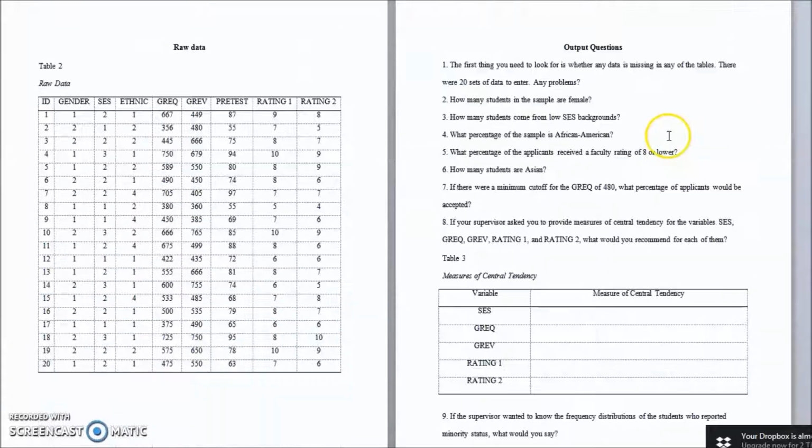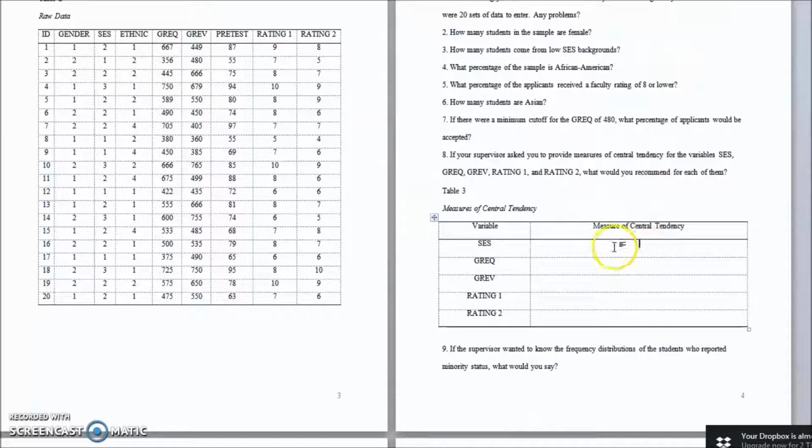So here what you are going to put is mode, and I will say because it is a nominal data set. You're going to do the same for GREQ, GRE verbal, rating 1 and rating 2. Remember that GREQ is your ratio scale level, GRE verbal is your ratio, rating 1 and 2 are your ordinal scales. So let's move on to the next question.